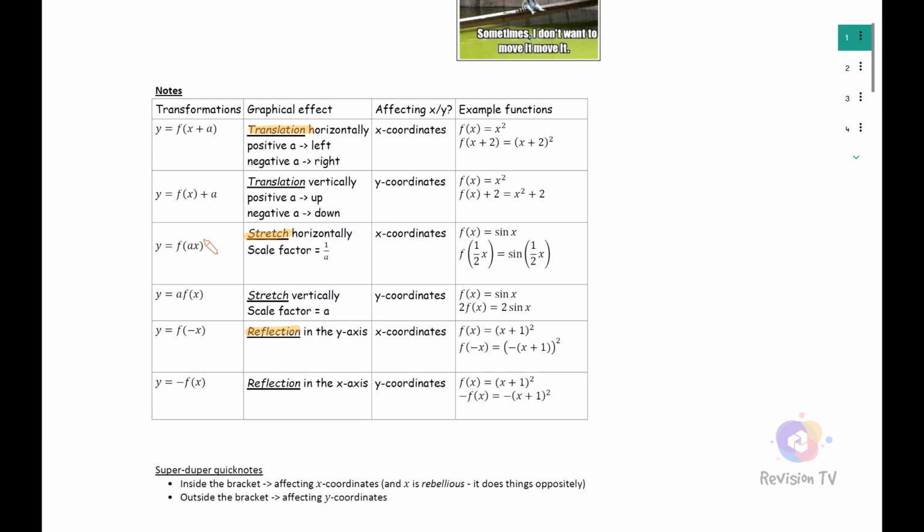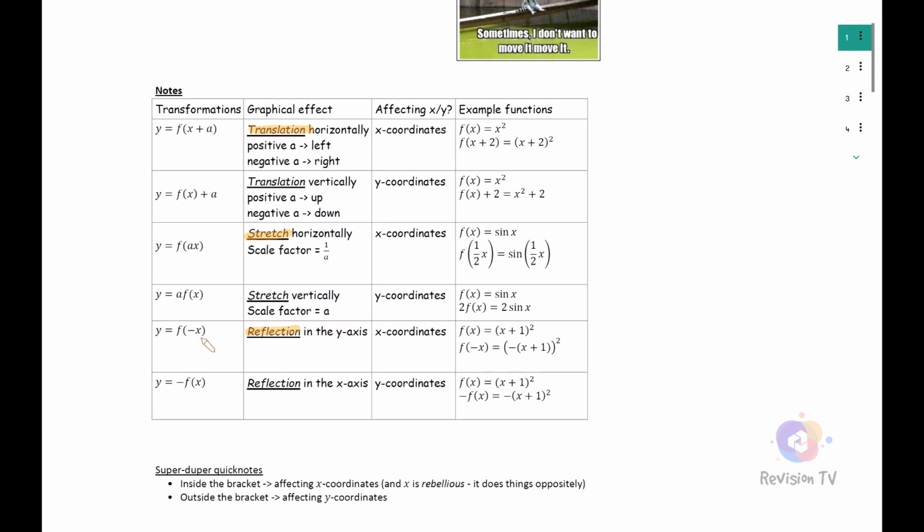Now, if it's a times x rather than add and subtract, then this is called a stretch. Inside the bracket, you're stretching horizontally, scale factor 1 over a. If it's a outside, you're stretching vertically, scale factor a. So do take note: if it's inside the bracket, it's 1 over a. If it's outside, it's just a.